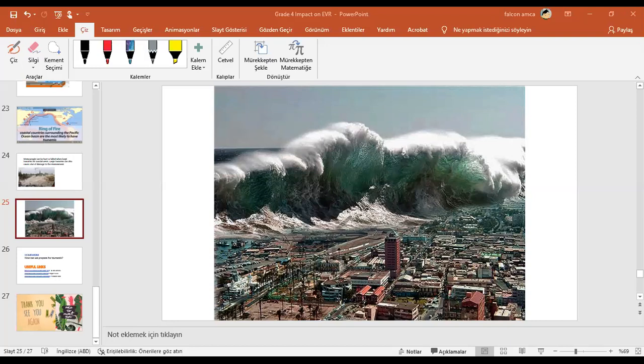Okay. Let's read for us, Saleh. A tsunami is a natural event. True. Is it true? Yes, it is true. You know, it is a natural event. We cannot prevent them.